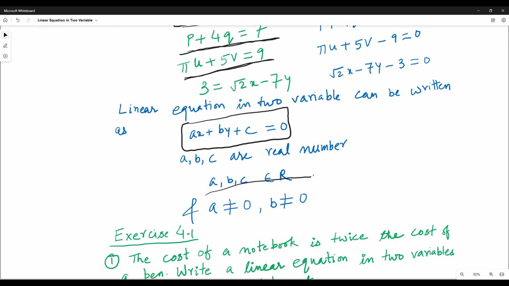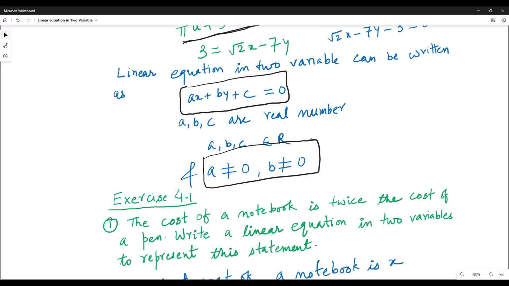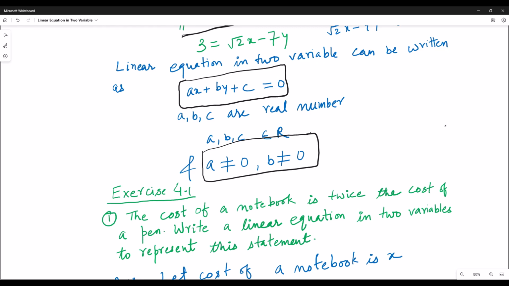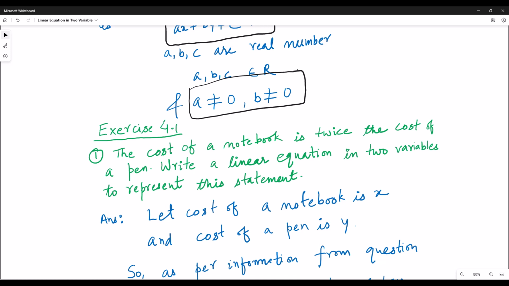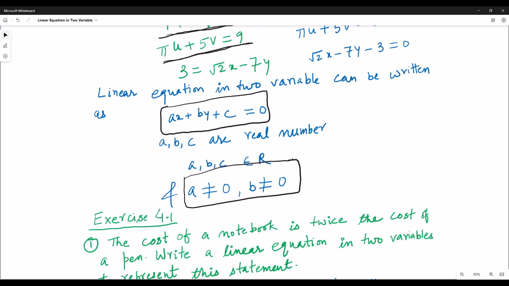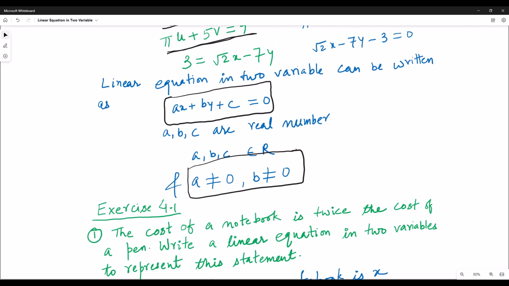But sometimes if a is 0 and b is not 0, then also we can say it is a linear equation in two variables. For that we will learn later. Here a and b both have not to be 0, then this will be a linear equation in two variables. And a, b, c have to belong to real numbers, and the exponent of x and y, both are 1. So let us do the exercise. You do the exercise yourself, then come back.